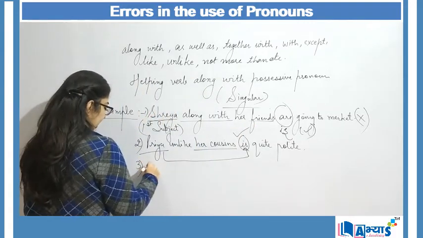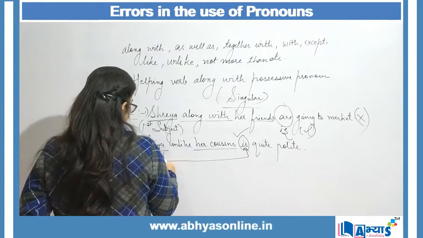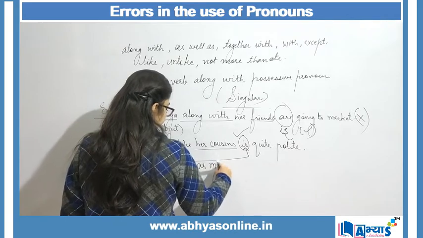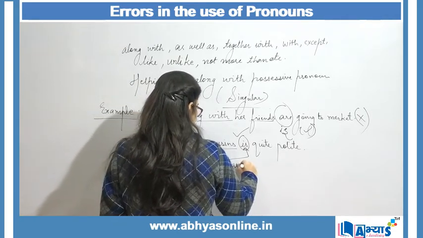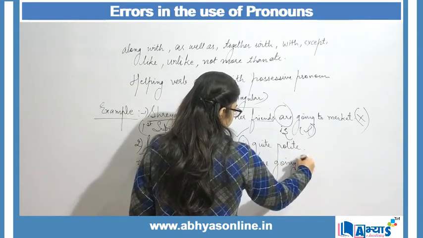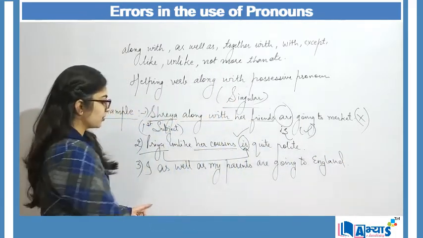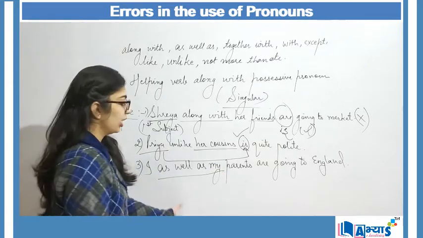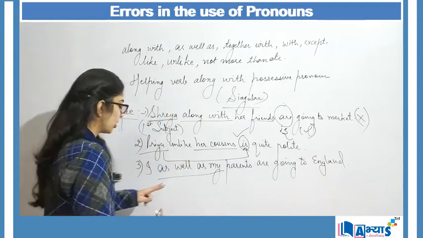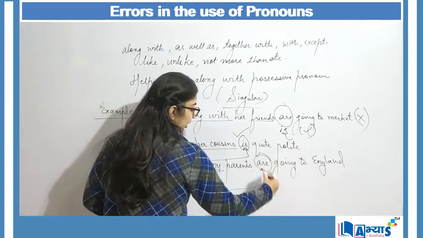Then I can say: I as well as my parents are going to England. Here I am not talking about my parents. I am not pointing to my parents. I am just referring to myself. So instead of "are", we will be using "am".